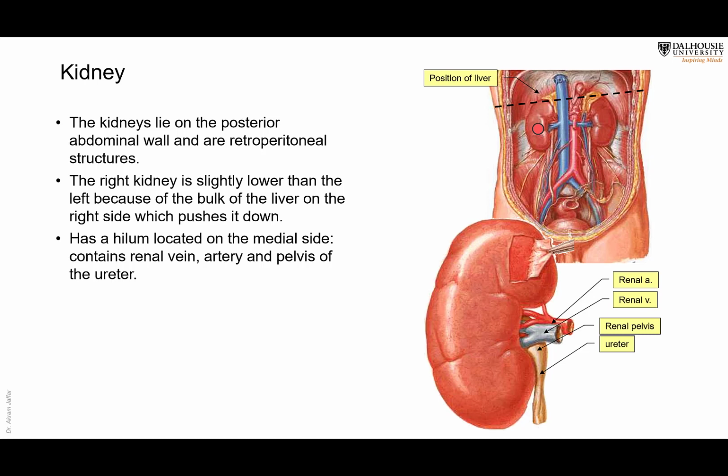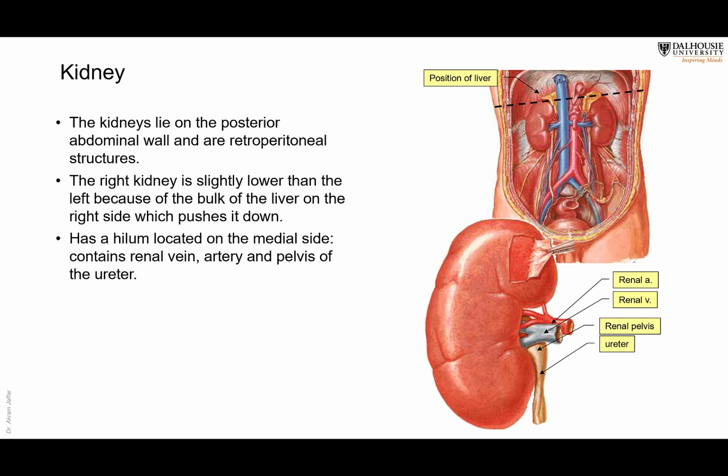The kidney is retroperitoneal. You can see here the right kidney is lower than the left, and this is obvious because of the presence of the liver on the right side. It will push the kidney down and push the right dome of the diaphragm up. So that's why the right kidney is lower than the left, and it has a hilum on its medial side that transmits the renal vein, renal artery, and a distended upper part of the ureter, which is called the renal pelvis. So these 3 structures are the main structures that you are required to identify at the hilum of the kidney.